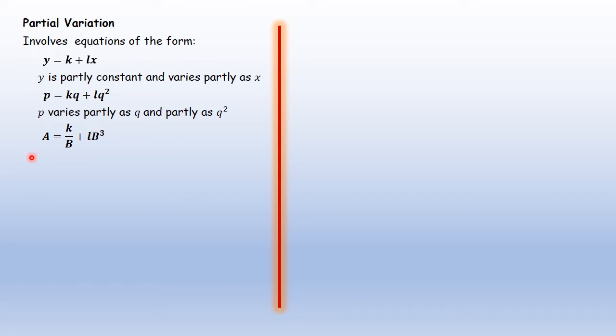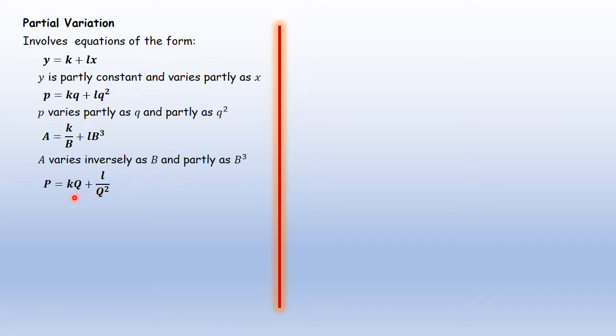Again, we can have it in this particular form, a is equals to k over b plus lb cubed, where we say that a varies inversely as b. The word inversely means or implies denominator. That means the b is a denominator, and that means above it is a constant k. So a varies inversely as b and also influenced by another value b cubed and partly as b cubed. That means that is another term there.